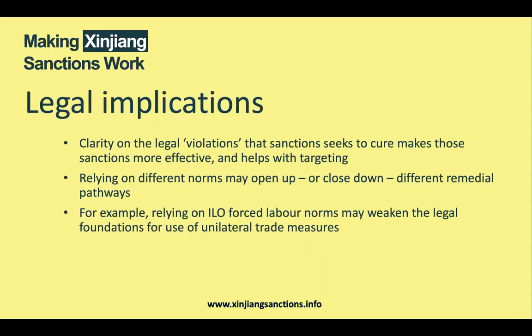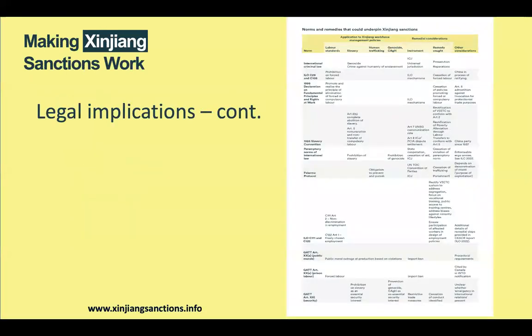For example, one of the most unexpected findings from our research may be that characterizing events in Xinjiang specifically in terms of forced labor may actually make it harder under international law to justify the use of unilateral trade measures such as import bans. We explained why this is the case at some length in policy brief number 3. But it turns out there are a range of other legal norms that may be relevant, some of which may actually give a stronger case for use of unilateral trade measures.